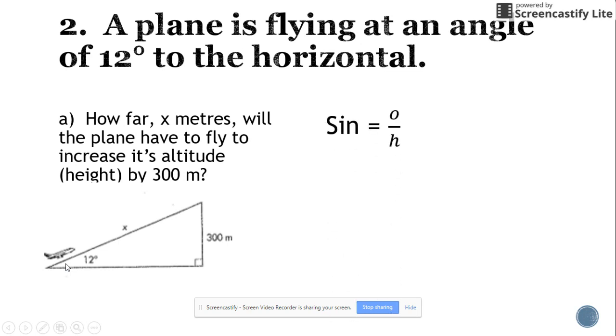So we say, okay, well, we're looking at sin, because we've got the opposite, which will be your opposite, and your hypotenuse will be here. Okay, so now we're going 300 over x. So because the x is on the bottom, we have to divide. We go 300 divided by sin 12. Calculator. And that will give us how many meters he has to fly. Make sure you show all your working out.